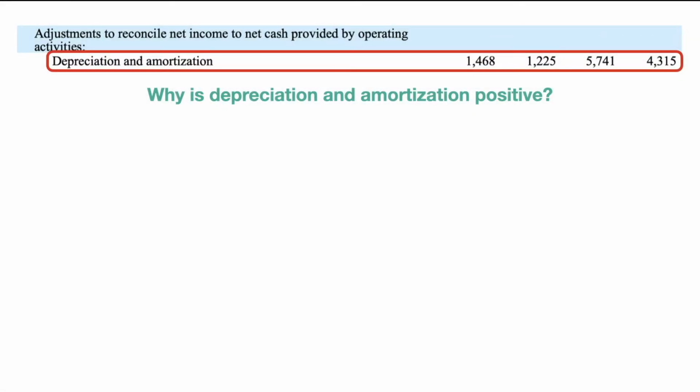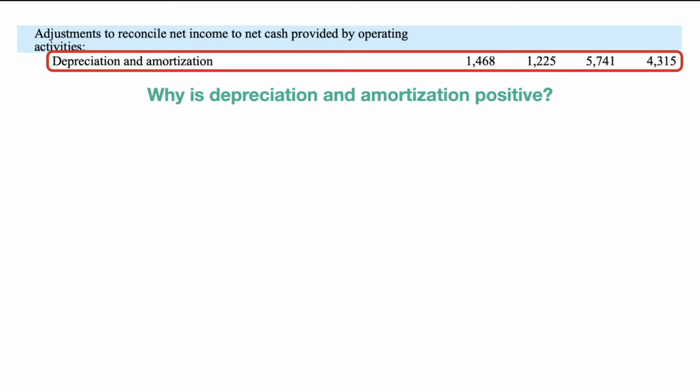This is the depreciation and amortization line item from the Facebook cash flow statement we were looking at earlier. Notice how all of these values are positive? The question is why? Why are depreciation and amortization positive? How does that make sense if depreciation is supposed to be a loss?